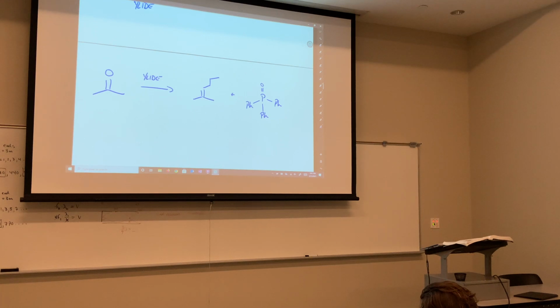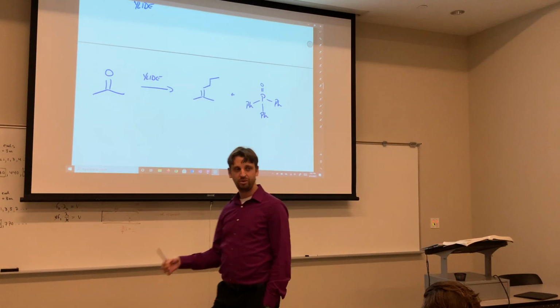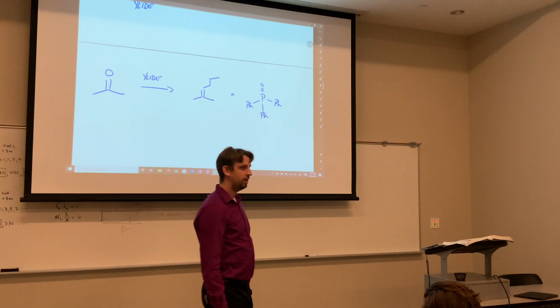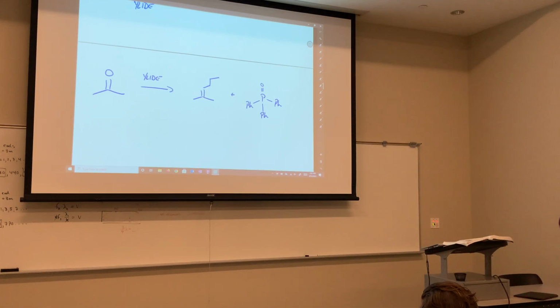Do you guys see what we did? What did we do? We took a carbon-oxygen double bond and we swapped it for a carbon-carbon double bond. Selectively add ketones and aldehydes. Freaking amazing, okay? Really, really cool stuff.